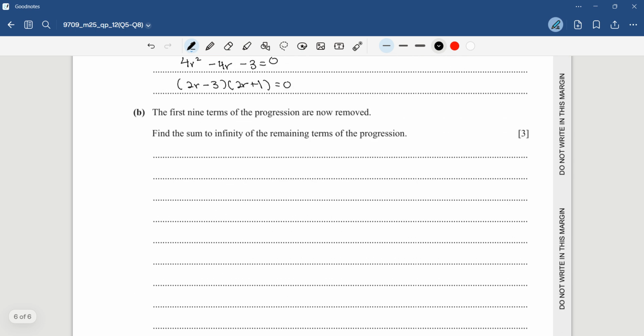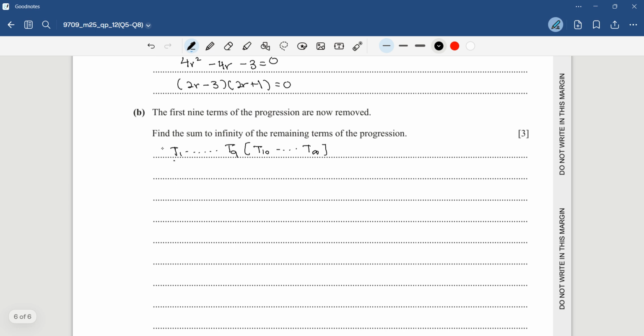Now, the first 9 terms in the progression are removed. Find the sum to infinity. So it means from T1 all the way until T9 is removed. So now you need to find the sum to infinity from T10 onwards. Okay, this is what the question asks you. So what we do now, our a changed from T1 to T10. So I must find the a first.